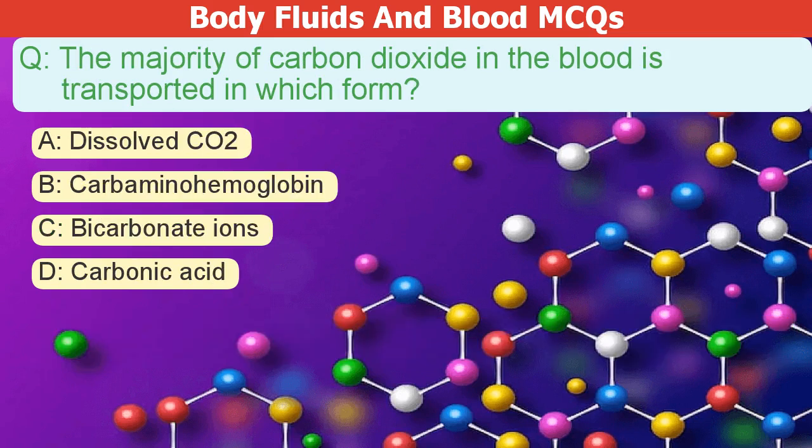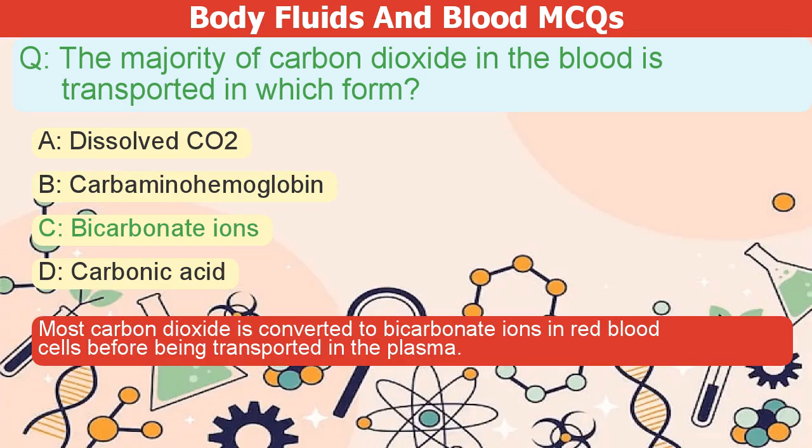The majority of carbon dioxide in the blood is transported in which form? A. Dissolved. B. Carbaminohemoglobin. C. Bicarbonate ions. D. Carbonic acid. The correct answer is C. Most carbon dioxide is converted to bicarbonate ions in red blood cells before being transported in the plasma.